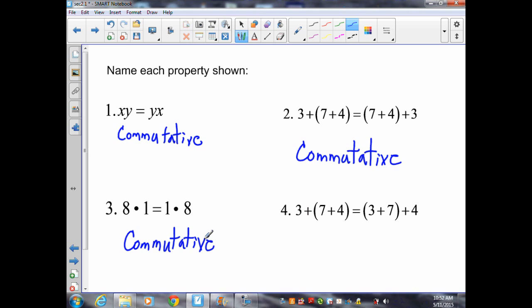Number 4, 3 plus 7 plus 4, 3 plus 7 plus 4. So notice the order is the same, 3, 7, 4 on both sides. But what changed were the groups. They moved the parentheses and grouped 7 and 4 here and 3 and 7 here. So this is the associative property.